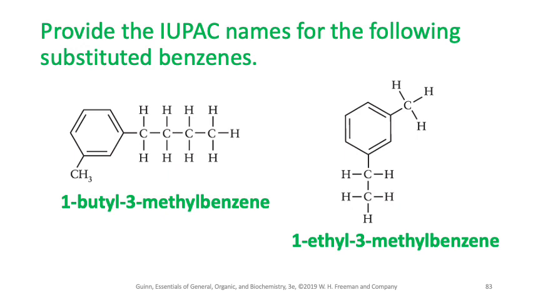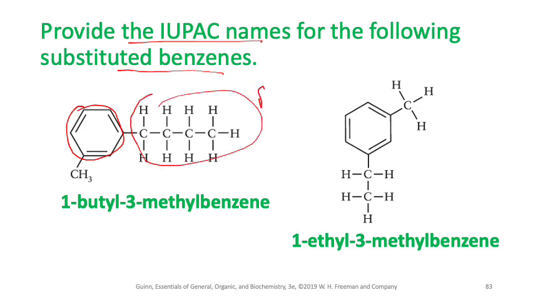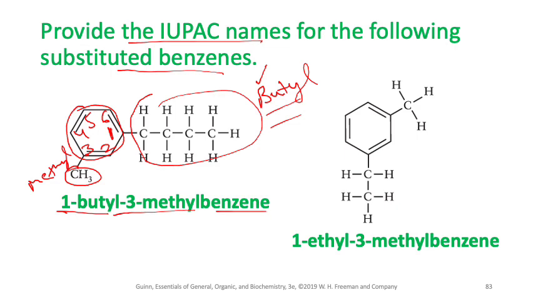Let's take one more example. Write the IUPAC name of the following substituted benzene structure. Let's say this is your benzene and you have 2 substituents. How many carbons is this? 1, 2, 3, 4. 4 is butyl. The other substituent has 1 carbon, methyl. So which one comes first alphabetically? B comes first, so it gets 1. We count 1, 2, 3, 4, 5, 6. After 1, we give the lowest number to the second substituent. So 1-butyl-3-methyl benzene. What about the second one?